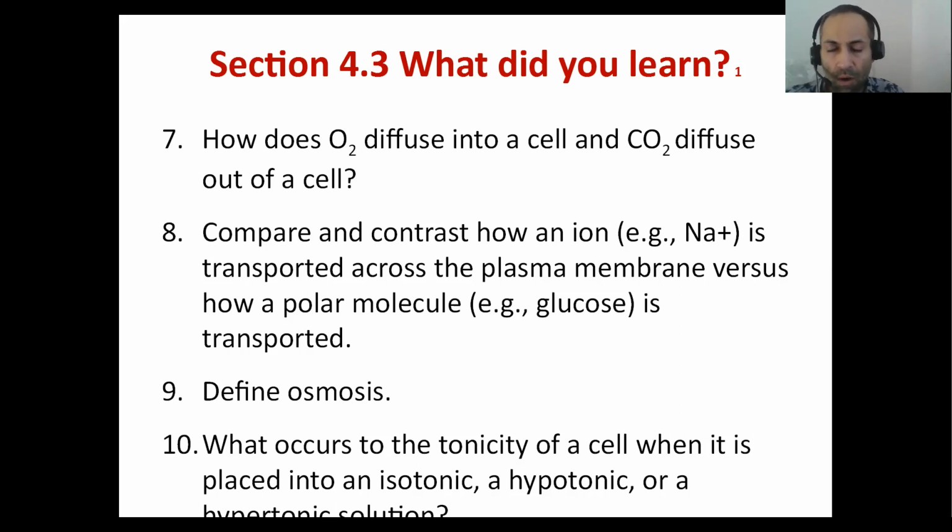Osmosis is the diffusion of water molecules from a high to low concentration across a selectively or semi-permeable membrane. What occurs to the tonicity of a cell when it is placed into an isotonic solution? Nothing, it stays the same. It's a healthy balance. A hypotonic solution, remember what is hypotonic? Fresh water. So what's going to happen to your cell? It's going to balloon up and pop, hemolysis, because water moves from fresh water to salt water, from hypotonic into hypertonic solutions. In a hypertonic solution, like in a seawater situation, your cells will shrink, something called crenation.